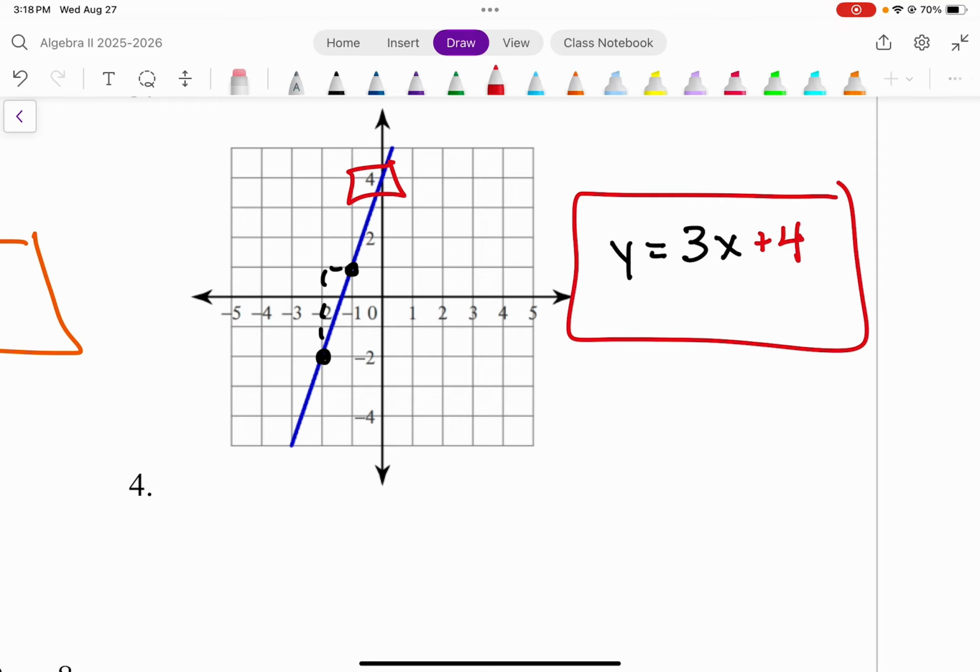If you are struggling with these, make sure you are reaching out so that you can get help, because knowing how to write equations is going to be very important for the piecewise graphs.